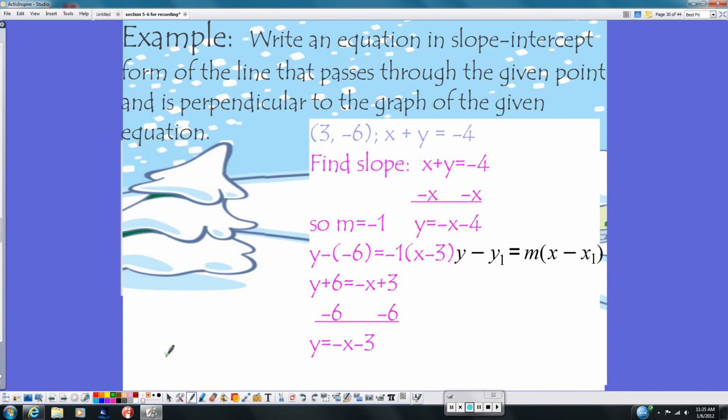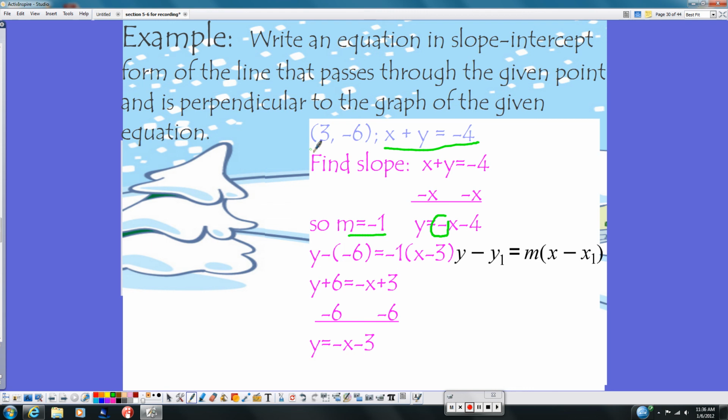Let's take a look at another example. We have our point (3, -6) and our equation x plus y equals -4. First thing we need to find is our slope. You'll notice they've given us our equation in standard form, so it's not easy to pick out the slope. We actually have to move this stuff around so that we can easily pick out our slope. So what I'm doing is I'm putting this into slope-intercept form. I'm subtracting x from both sides so that I now have y equals -x minus 4, so I can see that my slope is -1.